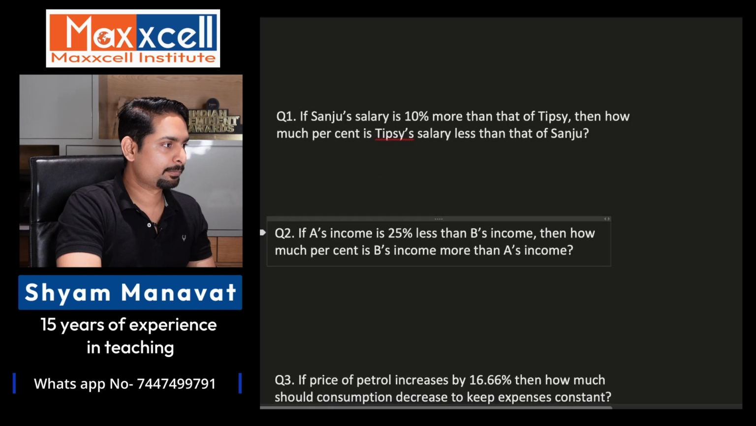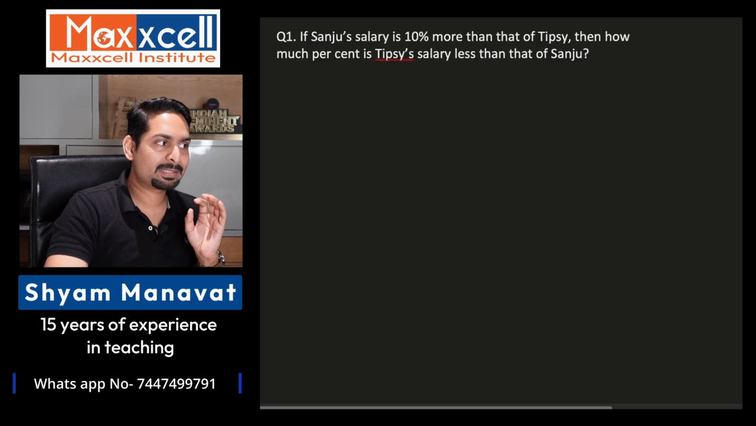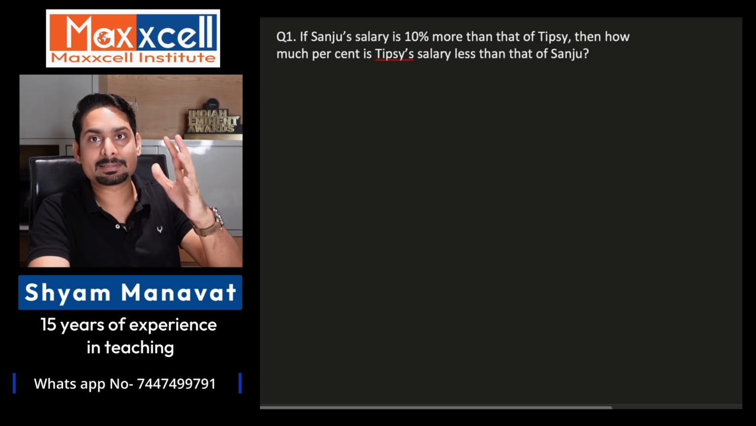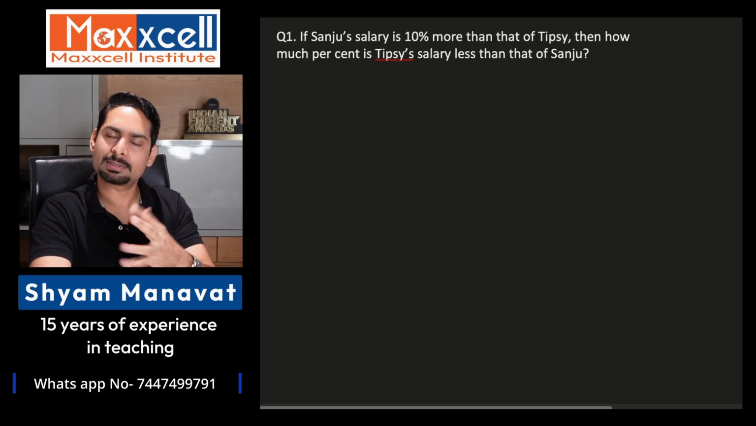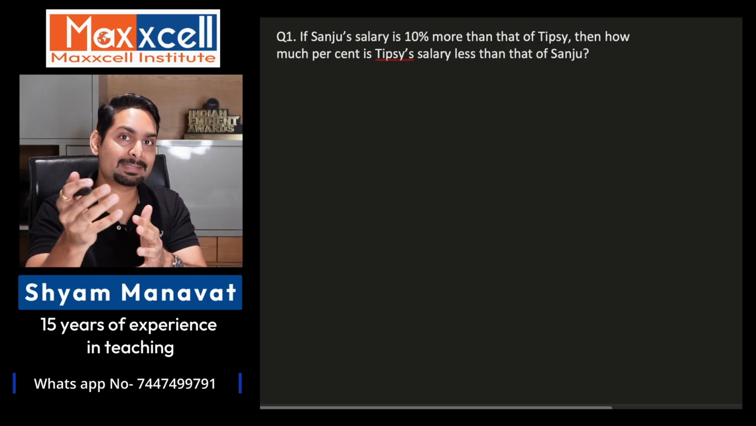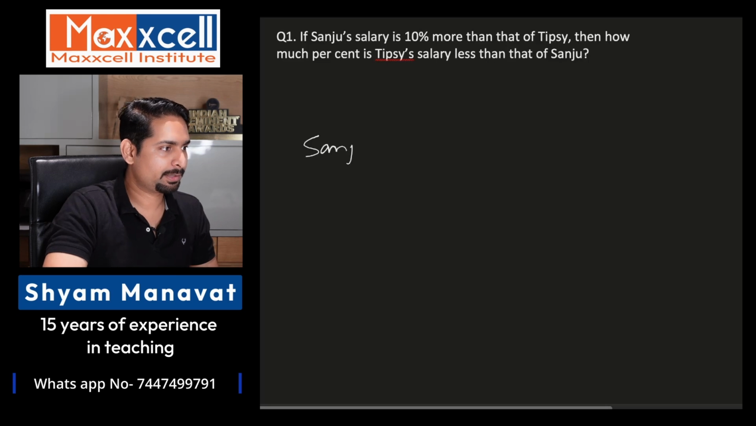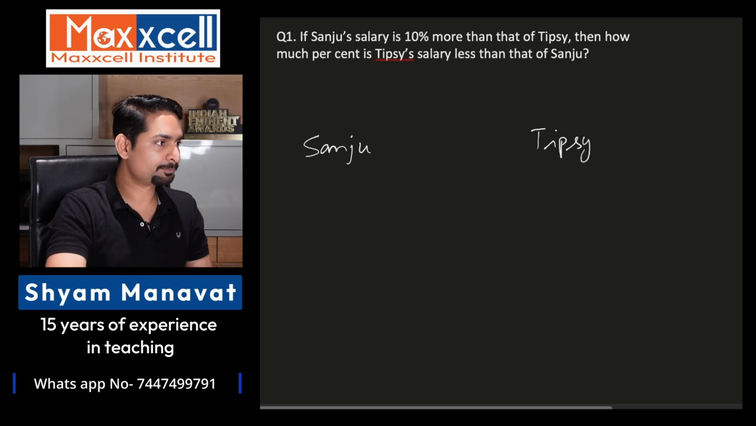Okay. So here, let me show you. If Sanju's salary is 10% more than Tipsy, so you talk about increase, decrease, or you say more or less, is one and the same thing. More and increase is one and the same thing. Less and decrease is one and the same thing, right? So here you have Sanju, okay, and here you have Tipsy, okay. Now Sanju's salary is 10% more than that of Tipsy, okay.